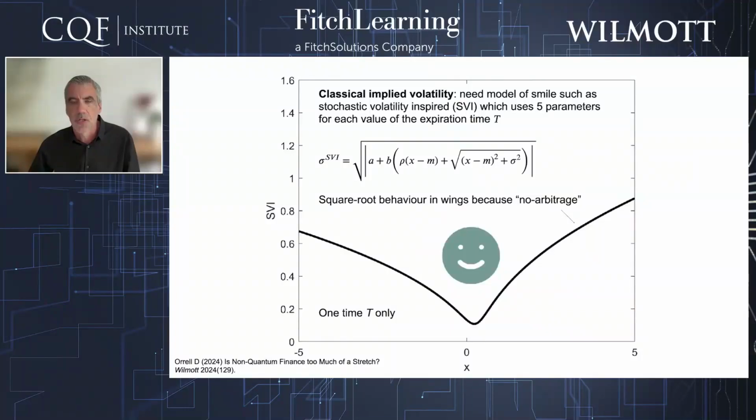In the classical model, you could model the volatility smile using something like the stochastic volatility inspired model, which uses 5 parameters for each value of the expiration time t. And it gives this square root behavior in the wings, and this is by design because there's a theorem from no arbitrage which says that in the wings you should get that square root behavior. And again, this is just for one time t only. So this is a fairly complicated formula. You have these nested square roots and 5 parameters and so on.